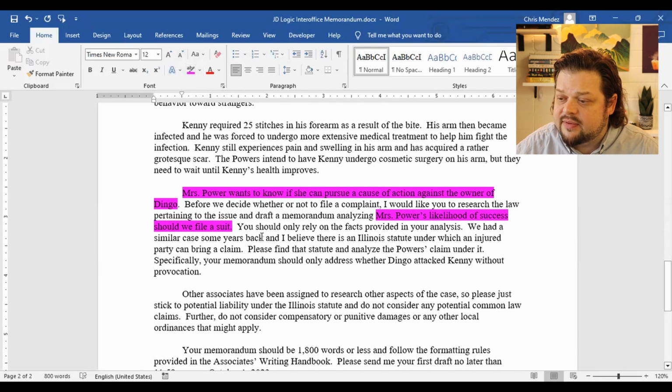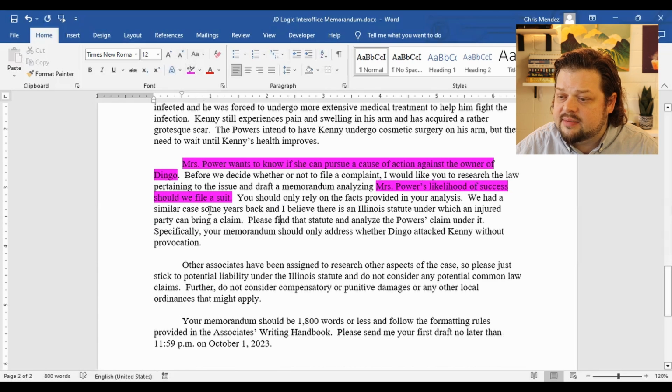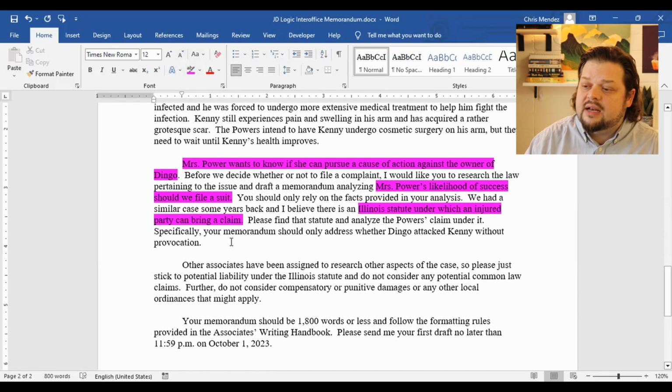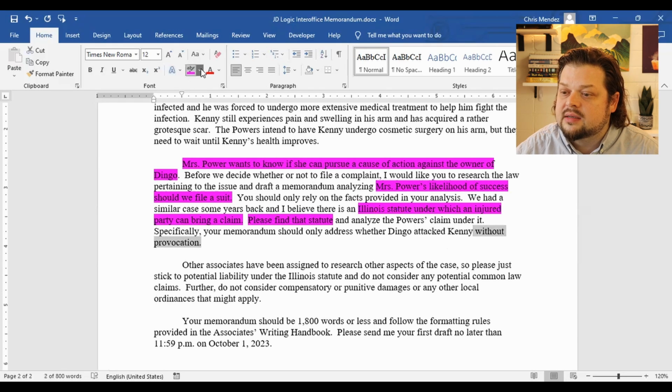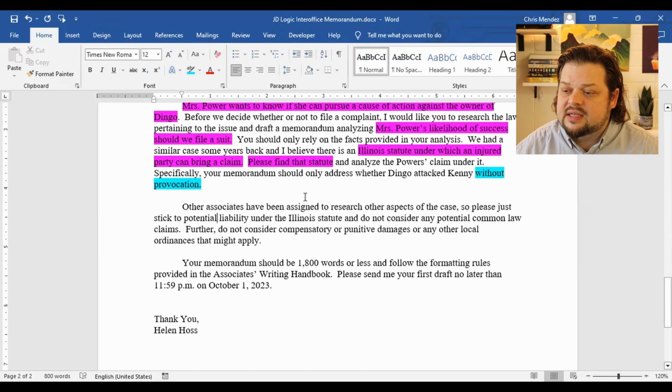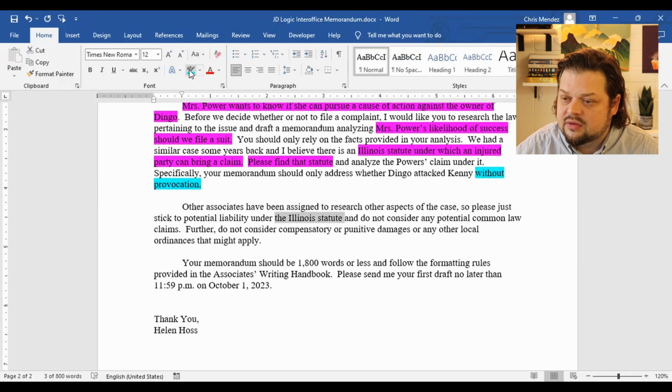You should only rely on the facts provided in your analysis. We had a similar case some years back, and I believe there's an Illinois statute under which an injured party can bring a claim. Please find that statute and analyze the Powers claim under it. Specifically, your memorandum should only address whether Dingo attacked Kenny without provocation. So we need to find an Illinois state statute about animals attacking people, and we need to specifically know what is provocation. Other associates have been assigned to research other aspects of the case, so please just stick to potential liability under the Illinois statute. Just stick to the statute.